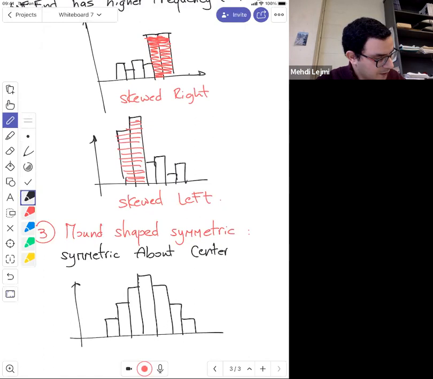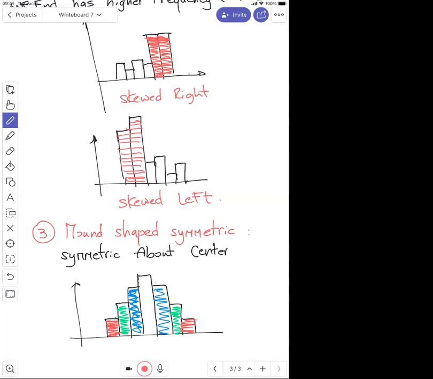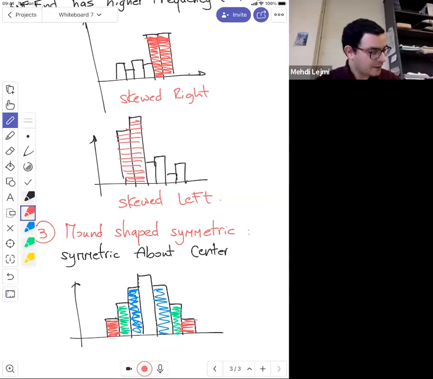As you can see, for example, this blue one here has exactly the same frequency as this one. Then the next one right here has the same frequency, or same height, as this one here, and then you have these two classes on the left and on the right, and they have the same frequency, the same height. And the class in the middle, that's your center.